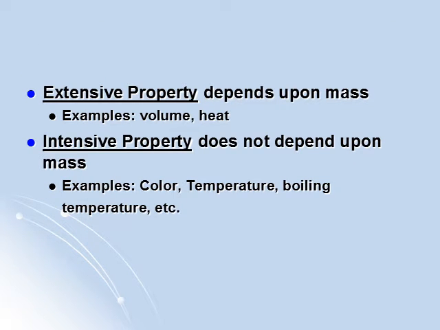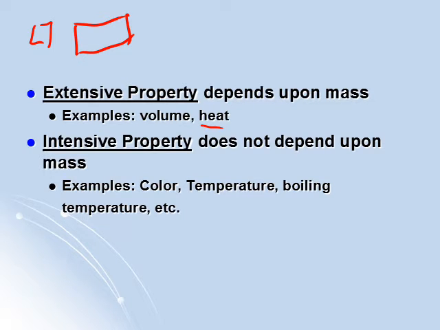Extensive property depends upon mass. Think about an object. A small mass of that same object would have a smaller volume, and a larger mass would have a larger volume. So think about a piece of iron. If I have this piece, this is the volume. If I have a bigger piece, that would have a bigger volume. So that makes sense. That depends upon mass.